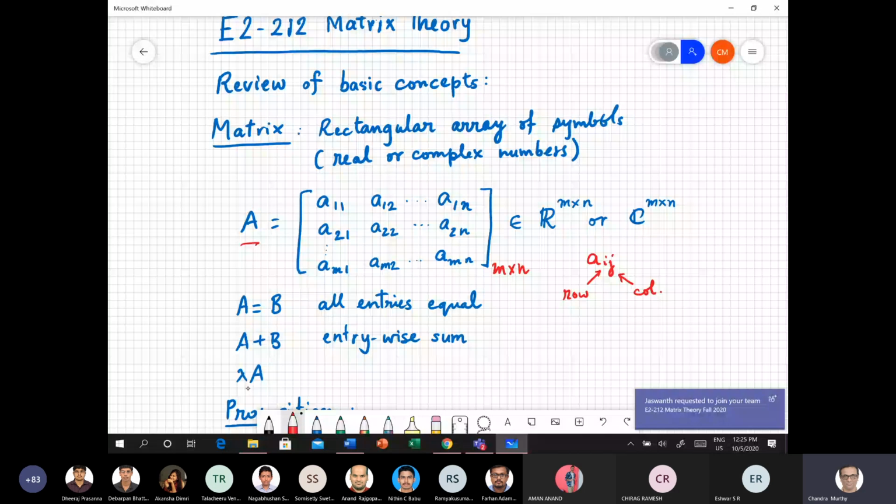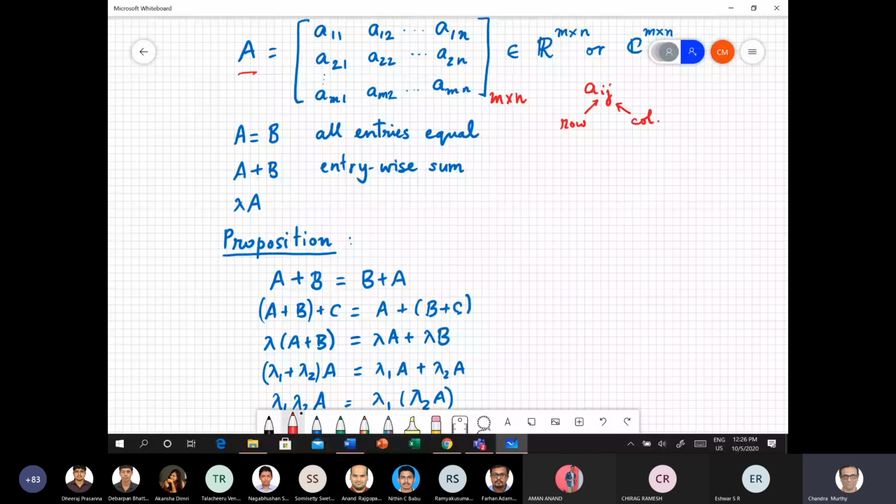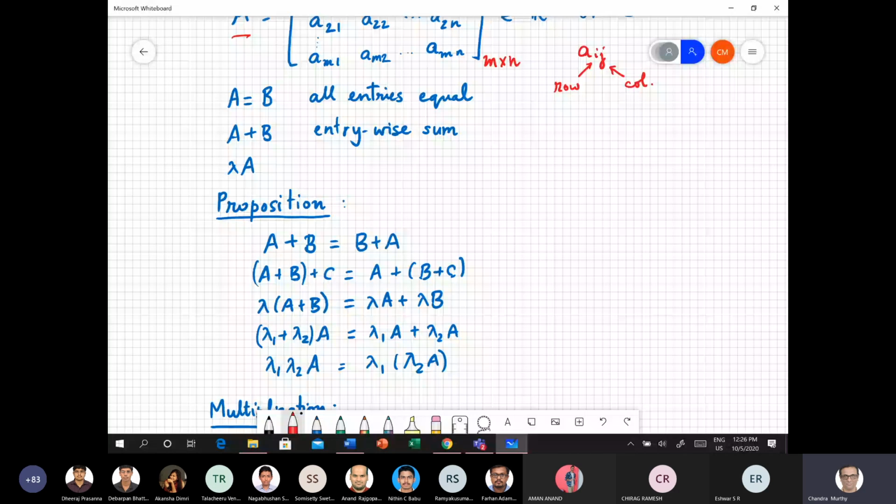Here's a simple proposition. A plus B is the same as B plus A. That is, matrix addition commutes. It's also associative: A plus B plus C is the same as A plus B plus C with the grouping changed. Lambda times A plus B is the same as first multiplying A by lambda, then multiplying B by lambda, and then adding them together. Also, multiplying A by lambda 1 plus lambda 2 is the same as first multiplying A by lambda 1, then multiplying A by lambda 2, and then adding these two matrices together. For the product also, this kind of rule applies.